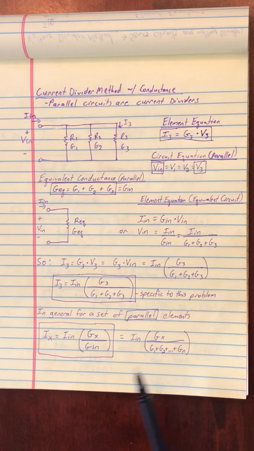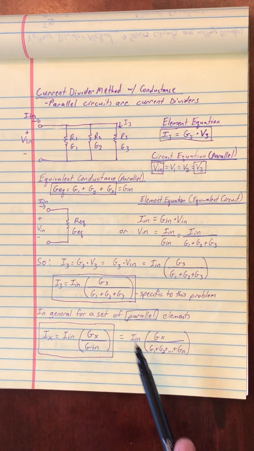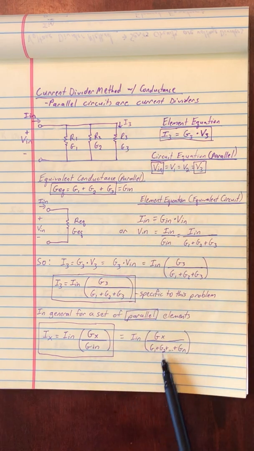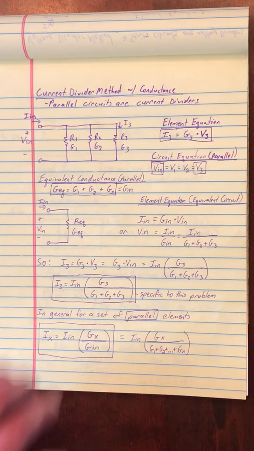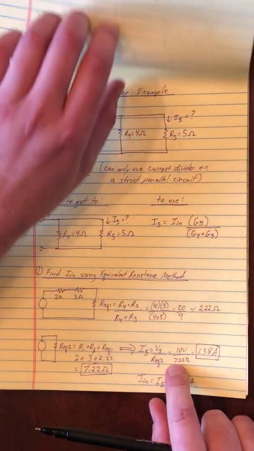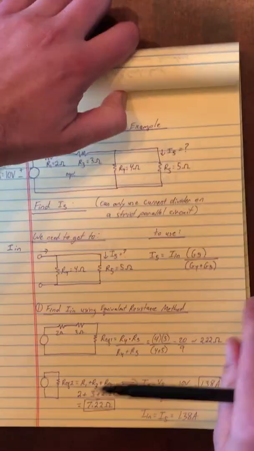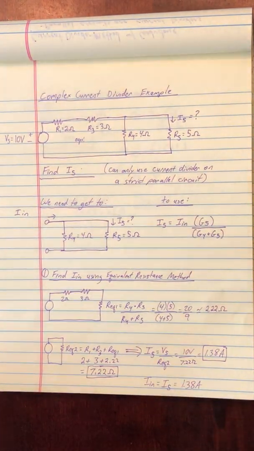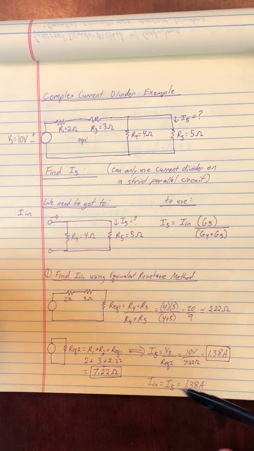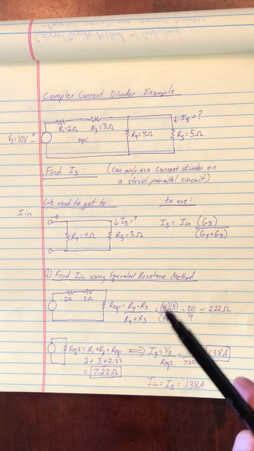So again, if we're not looking for everything in the circuit and we just want to find the current through one path, this is going to simplify the amount of work that we have to do to actually find that value. So let's do an example. I'm not going to do a simple example because you can just get that right from the equation, but let's do something where we can use this in a little more complicated circuit.